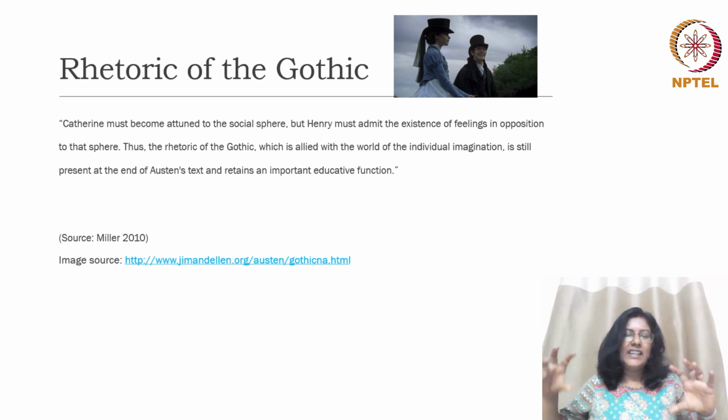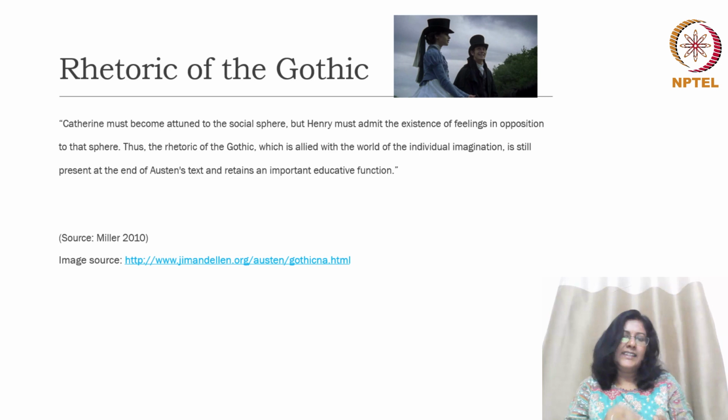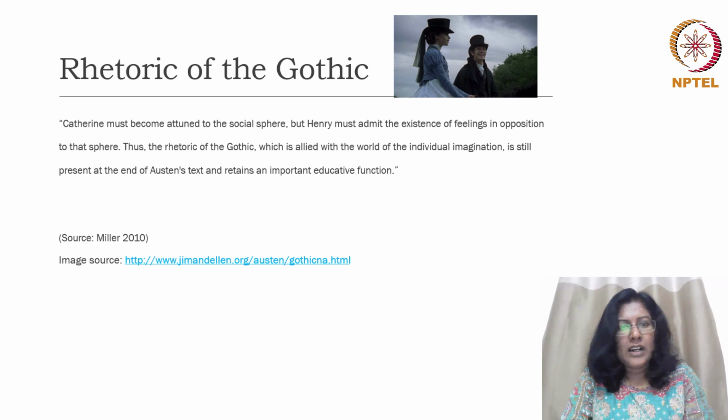But you can see the kind of oppression that he can bring into the lives of people who are under his influence, for example, his son Henry Tilney. So the way he unceremoniously kicks out Catherine Morland, asks her to leave the house, is something evil and cruel, and these attributes are symbolically associating him with Count Montoni.